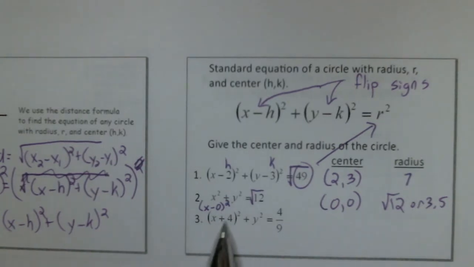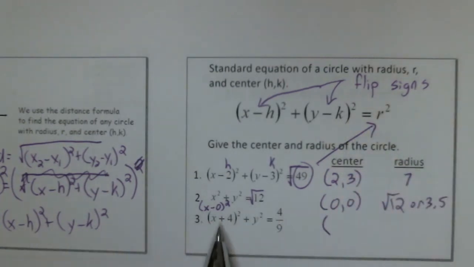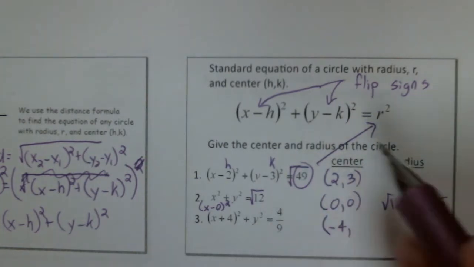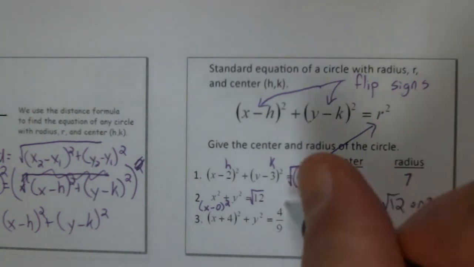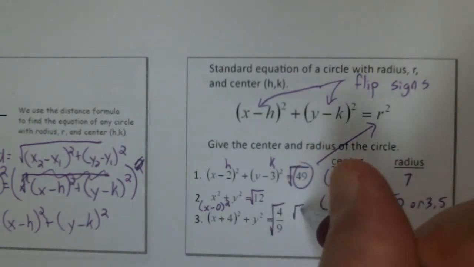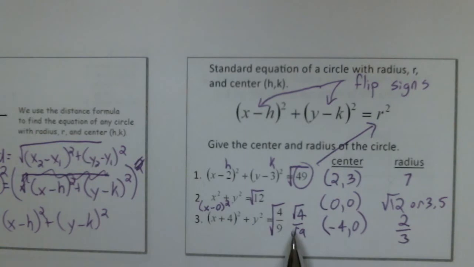Now over here I do have a set of parentheses, so I do need to flip that sign. So for my h, I flip this sign, that's going to be -4. And then I don't have parentheses for the y, so that's just going to be a 0. For the radius, I'm going to take the square root of 4/9. That's the same thing as the square root of 4 over the square root of 9. So the radius is just 2 over 3. Square root of 4 is 2. Square root of 9 is 3.